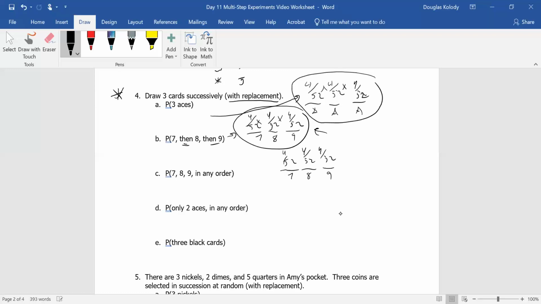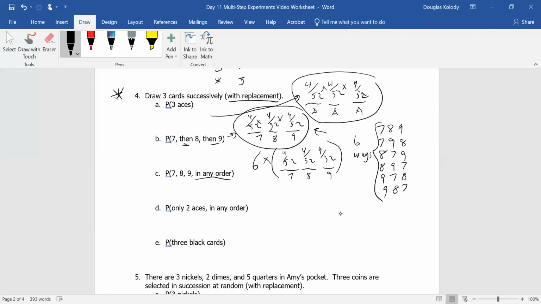However, because the order can be in any way, shape, or form, I need to think of all the ways to arrange 7, 8, 9. And I'm going to do that here. How about 7, 8, 9? 7, 9, 8. How about 8, 7, 9? 8, 9, 7. 9, 7, 8. And 9, 8, 7. There are indeed 6 ways to arrange those 3 numbers. So I need to take these fractions and multiply them by the 6 ways that I can arrange a 7, an 8, and a 9.